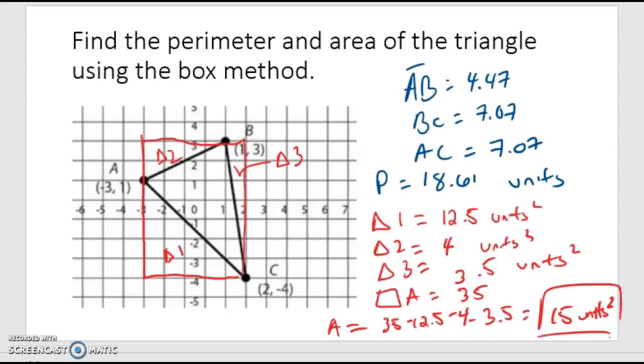Okay, so you'll see that I calculated the length of AB, BC, and AC, added those all together in order to find the perimeter. And then I used the box method. I found the box area to be 35, and I subtracted each of the triangles that I calculated. So those red numbers are all the areas of triangle 1, which is the bottom left, triangle 2, which is the top left, and triangle 3, which is that skinny little triangle on the right-hand side. So you subtract the area of the box, and you should have gotten 15 units squared.